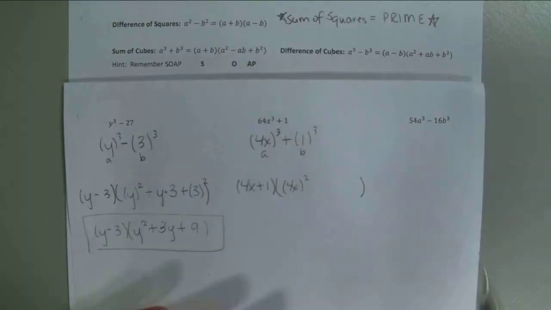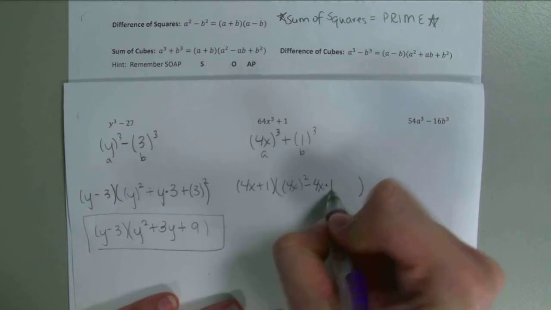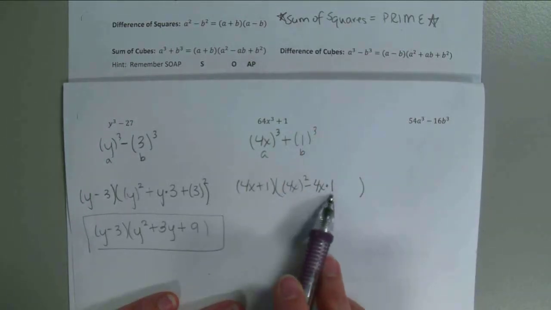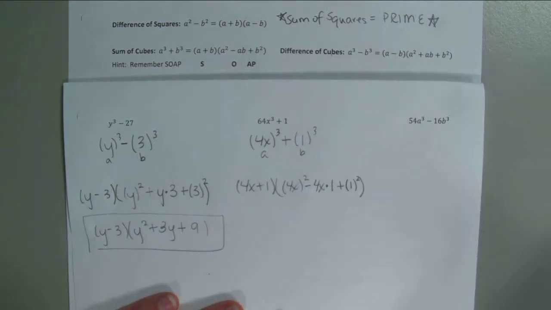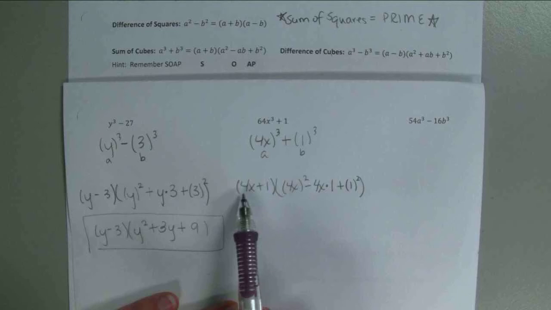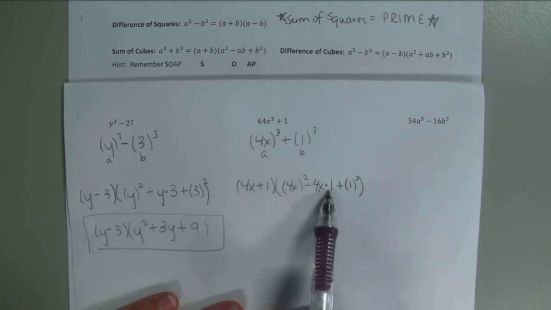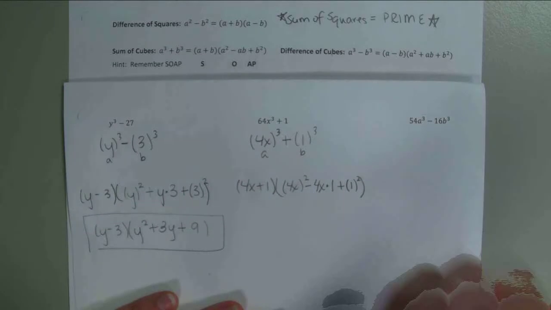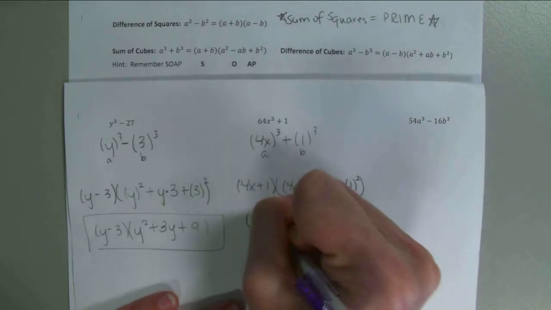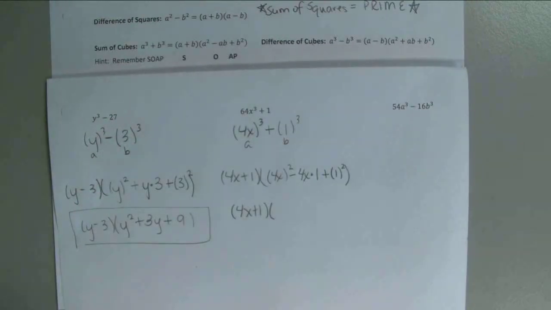Minus, because it's the opposite sign, A, which is 4x, times B, which is 1. So here's my A times my B, plus my B, which is 1 squared. Does everybody see the formula? A plus B, A squared minus A times B plus B squared. I'm just following this formula right there. Are there any questions on that? All right, so I'm just going to clean it up. 4x plus 1 will stay 4x plus 1. But guys, like I stressed, what is 4x squared? What's 4x times 4x?